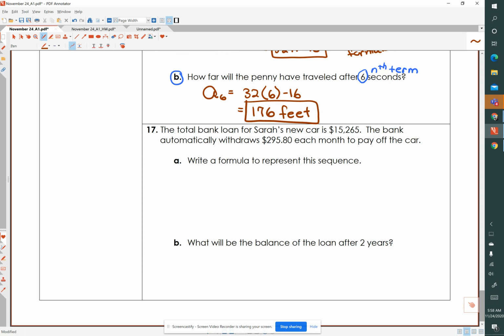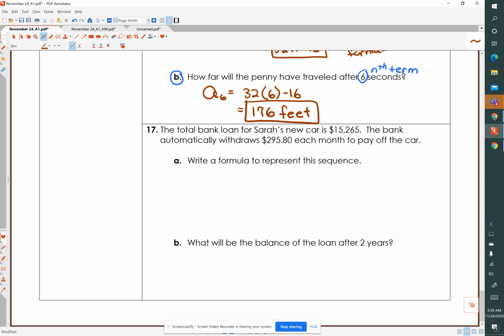So now we've got a money problem. I love these money problems. The total bank loan for Sarah's new car is $15,265. The bank automatically withdraws $295.80 a month to pay off the car.